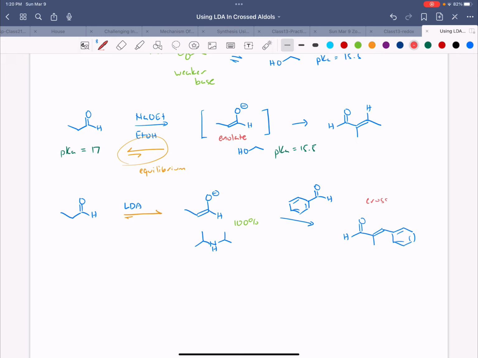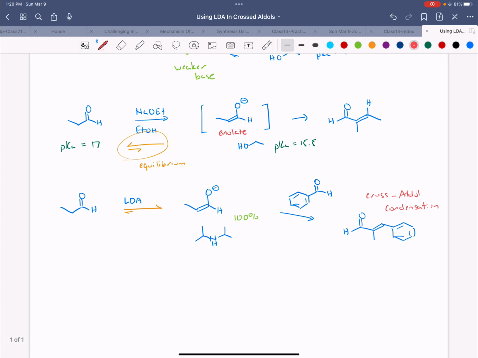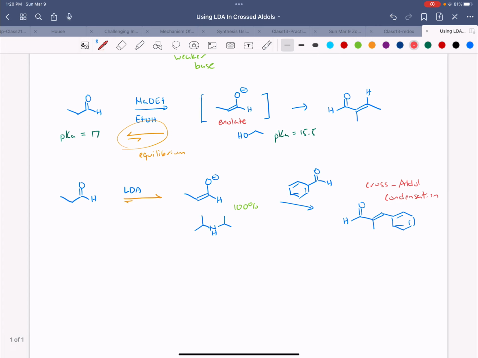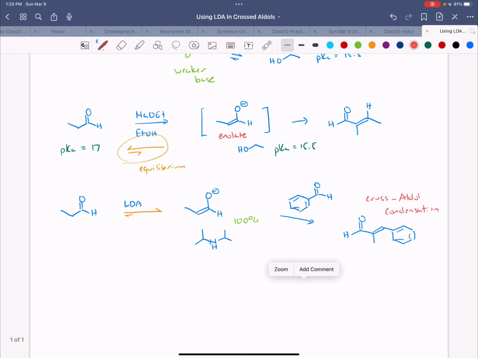I am going fast because this is review. Claisen, cross-aldol condensation. Because this is review, I'm going through this part fast, and I'll slow down when I talk about how special LDA is. Right now, you could have done this reaction, right? You could have gotten this product here by just mixing these two.